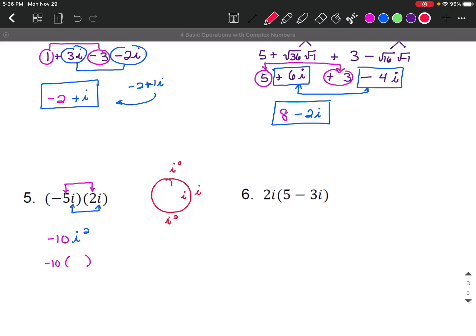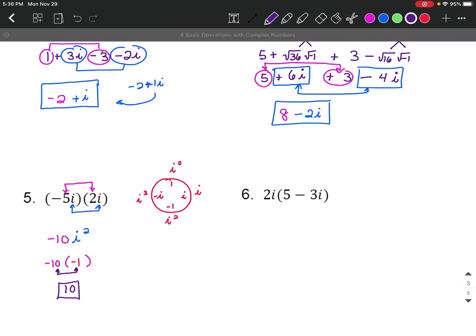i squared is negative 1. And i cubed is negative i. And then it keeps going around the clock. So i squared is negative 1. Our final step, negative 10 times negative 1, we get 10. Ta-da! Last problem. Okay, we're going to distribute.